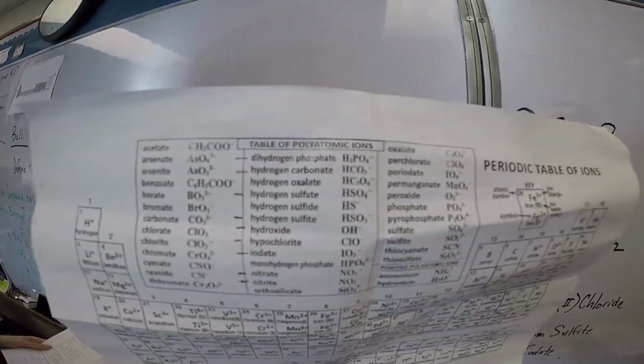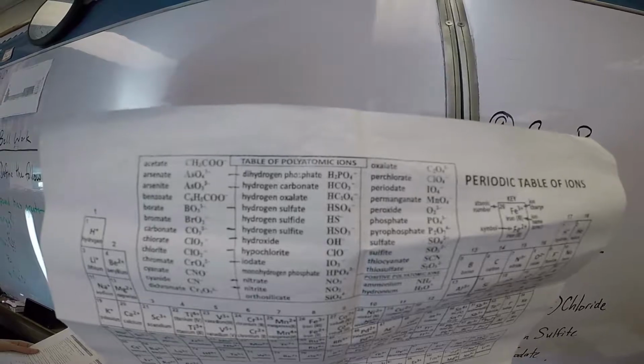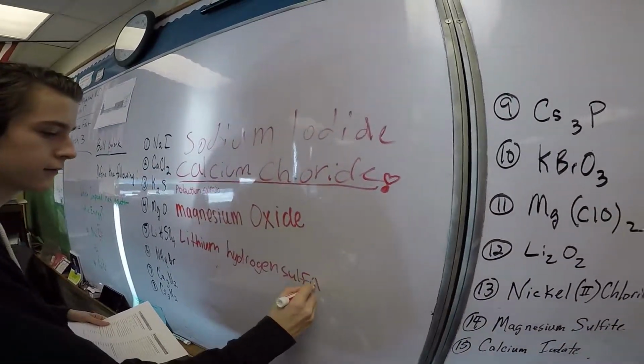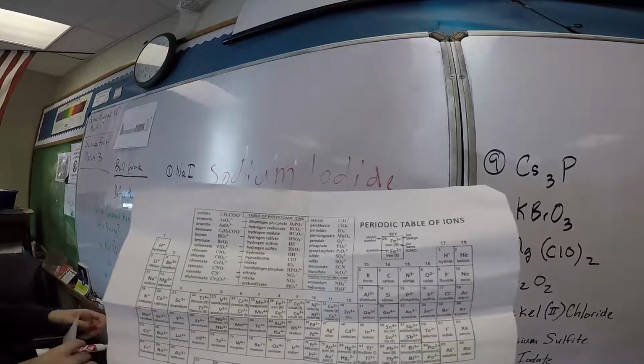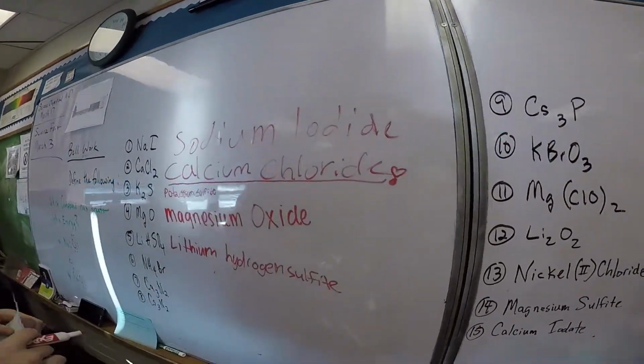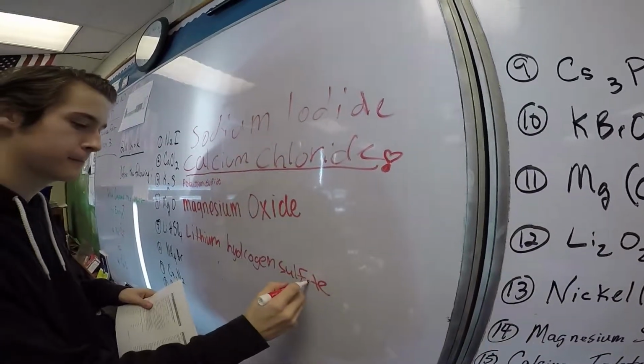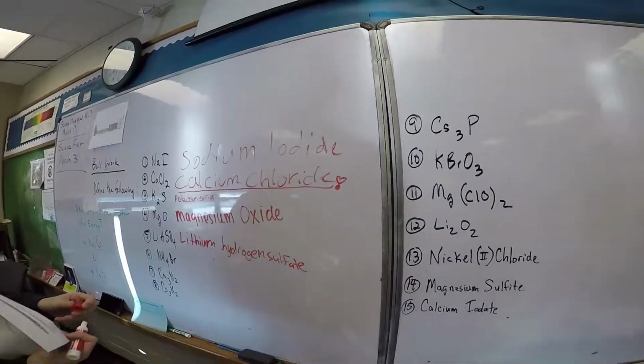That's the sulfite there, hydrogen sulfite. Actually, it's HSO4, so it's the sulfate. It's lithium hydrogen sulfate. That's how you always want to double check there. Measure twice, cut once.